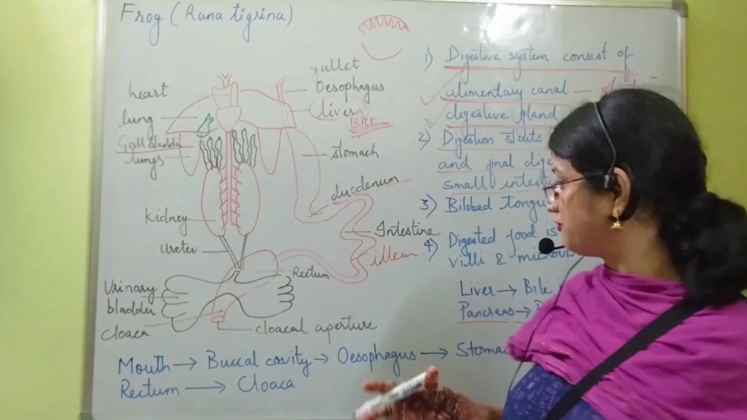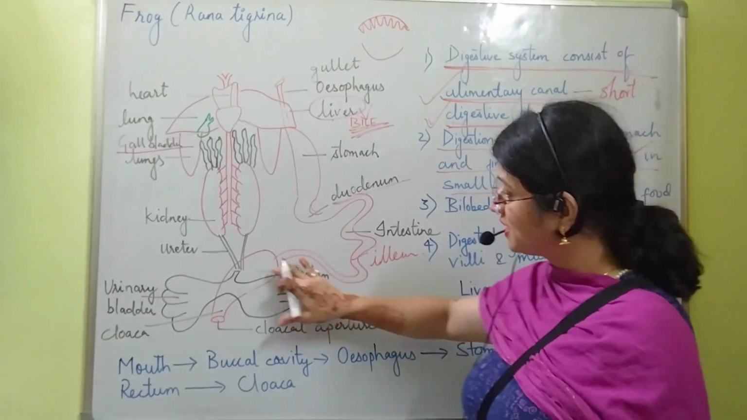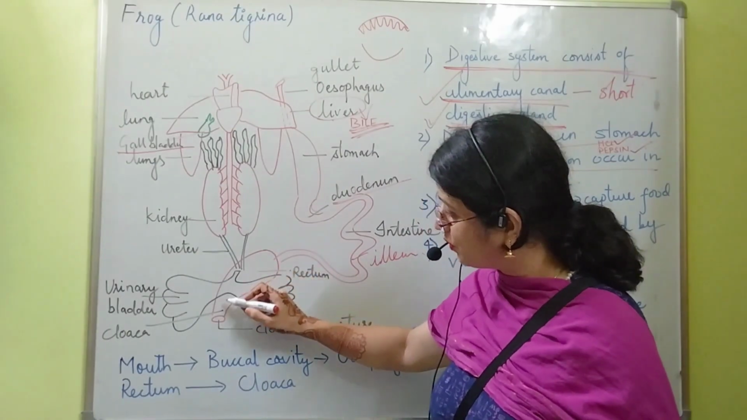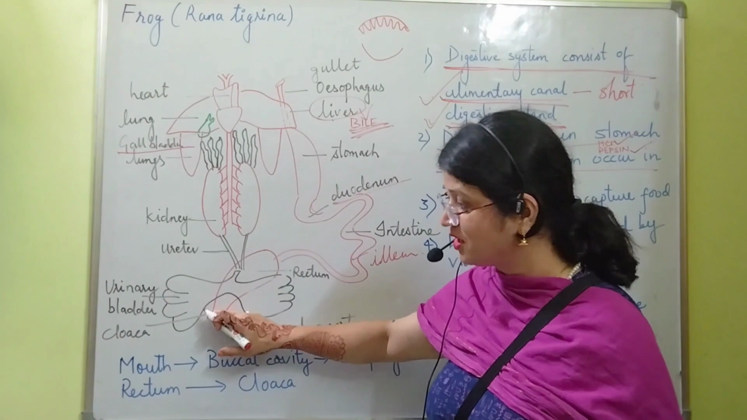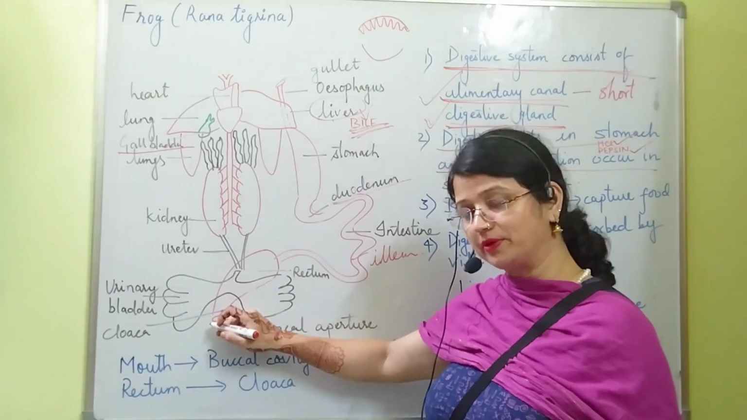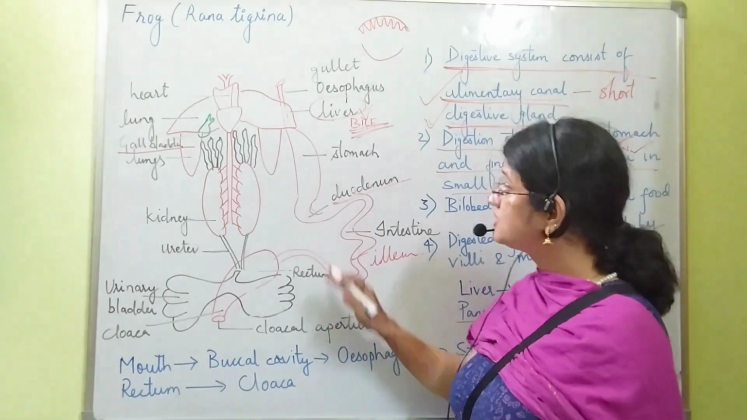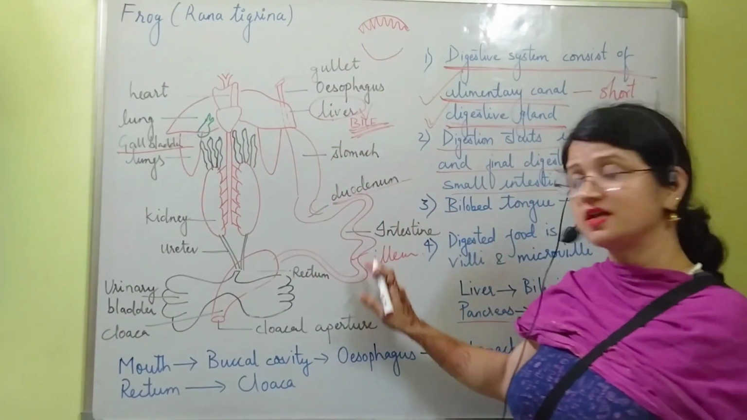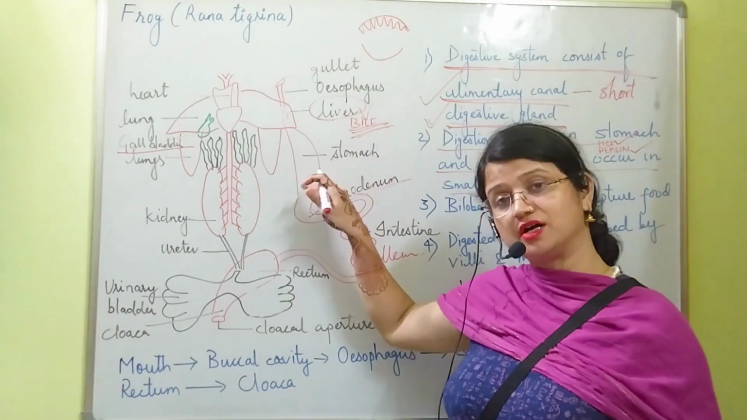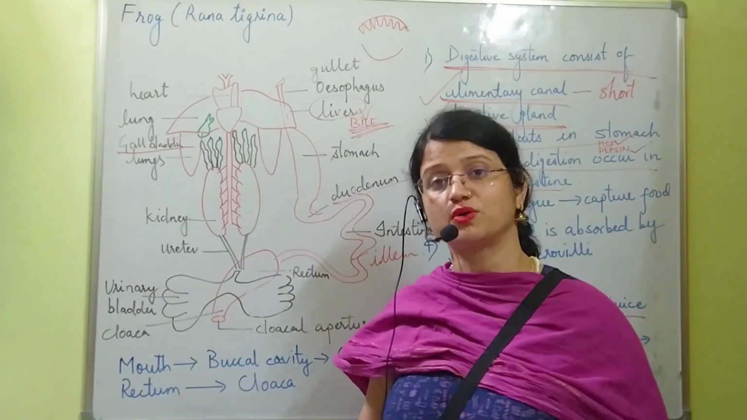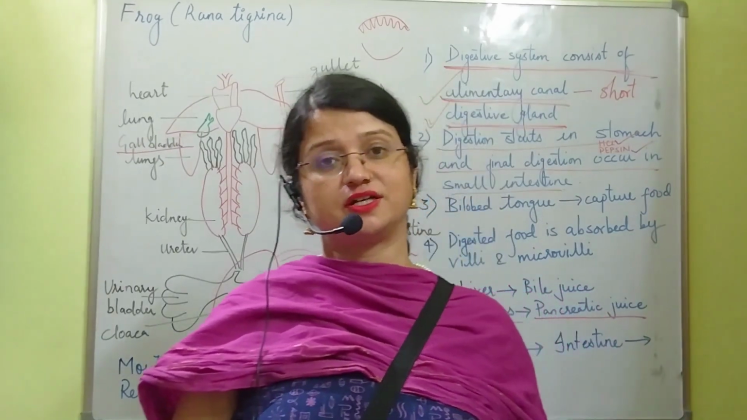The undigested food is passed into the rectum. So here I have drawn the rectum, and the opening is known as cloaca. Cloaca is a common opening, and here this is the cloacal aperture. So this is the digestive system of the frog, and this image I have taken directly from the NCERT. So this was all about the digestion in frog.